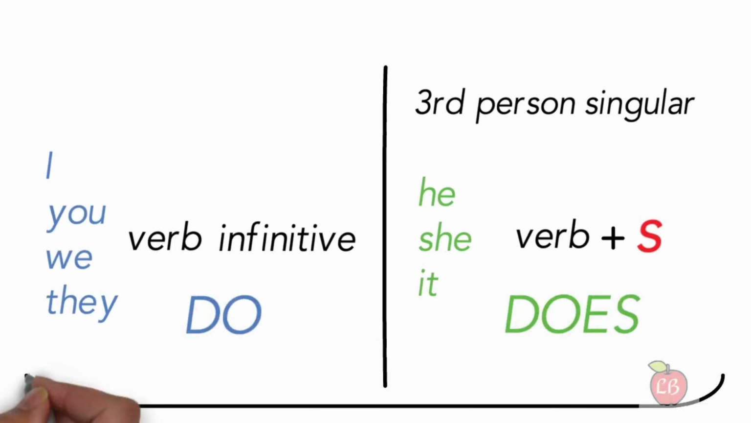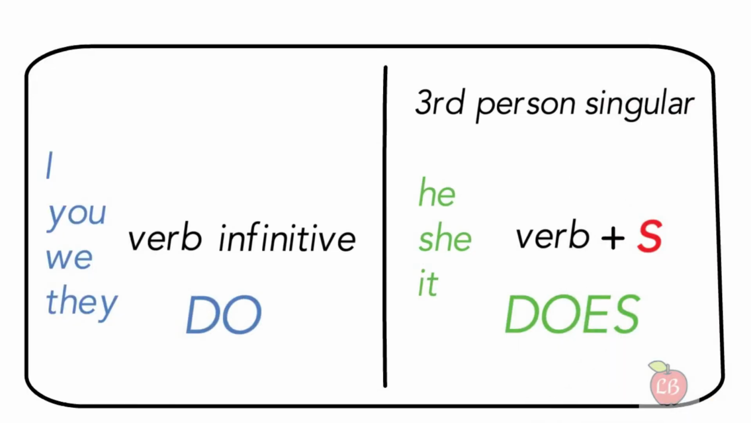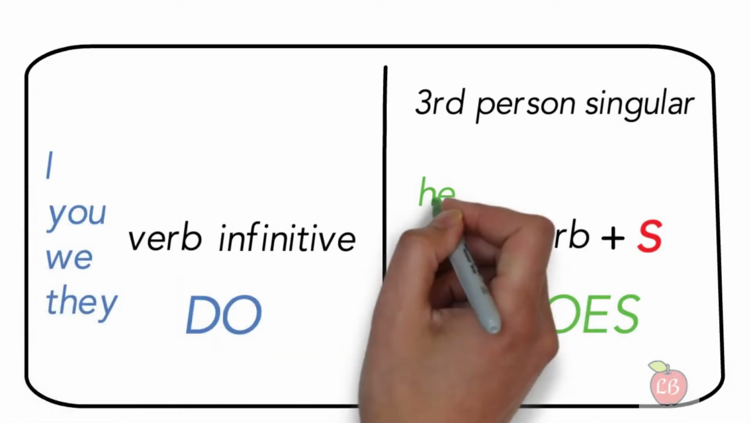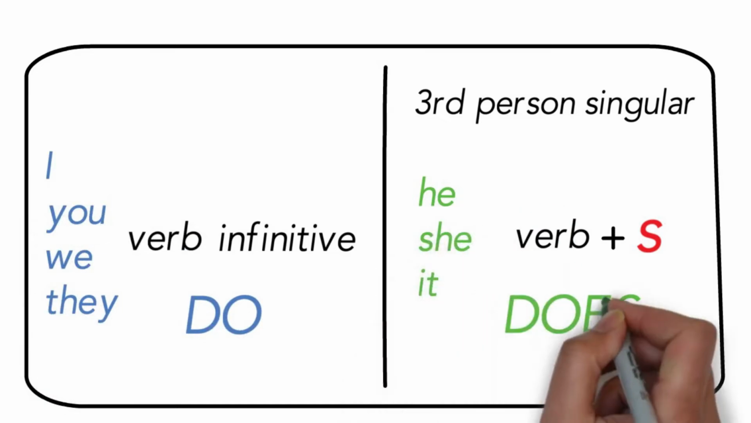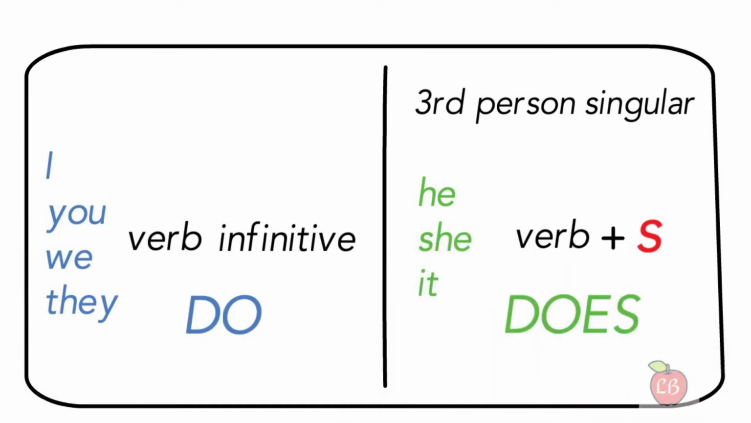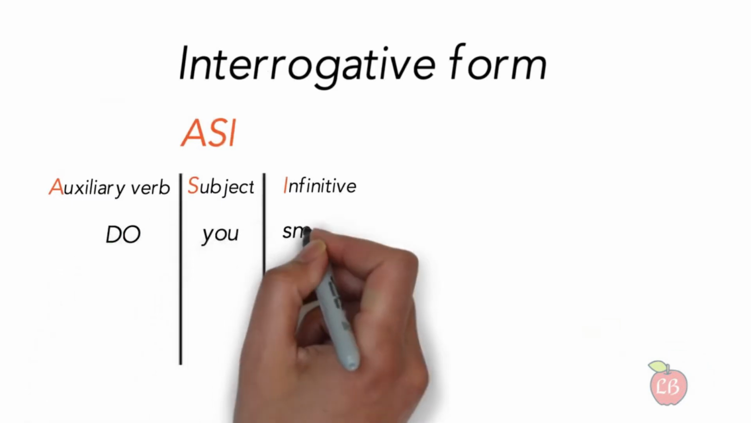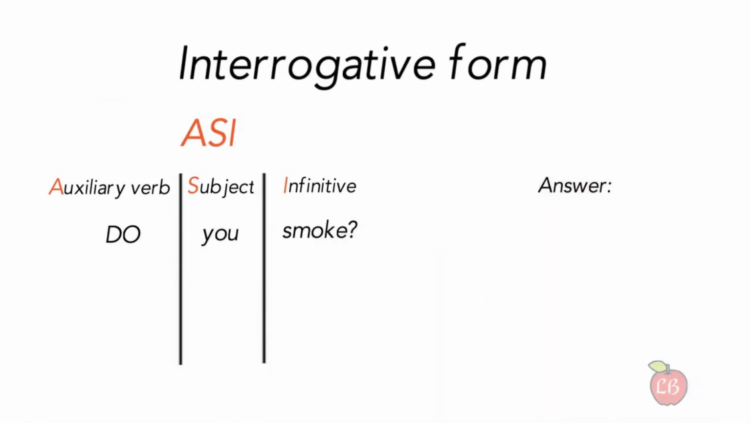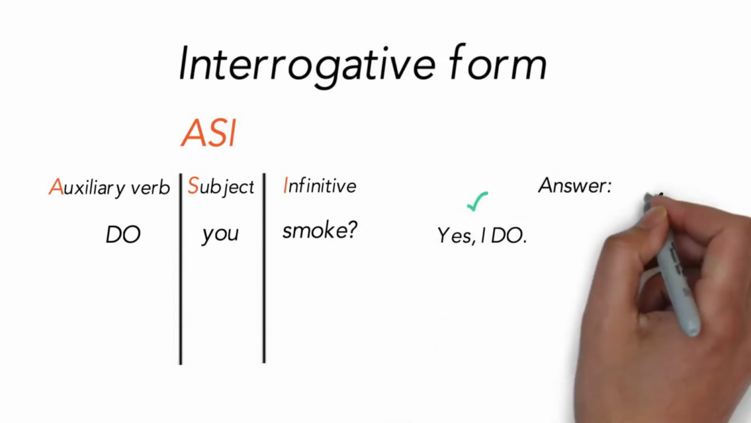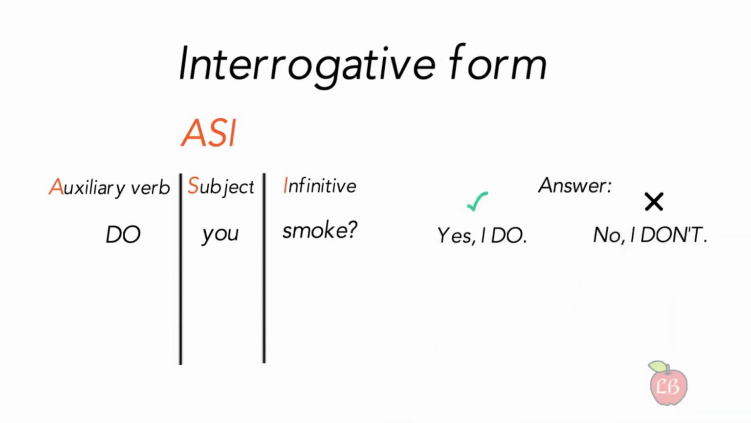Remember this chart? This is very important. So with I, you, we, they, we're going to use do, and with he, she, it, we're going to use does. Now let's see examples with this structure pattern. So we can ask, do you smoke? And the answer can be in the affirmative, yes, I do, or in the negative, no, I don't.